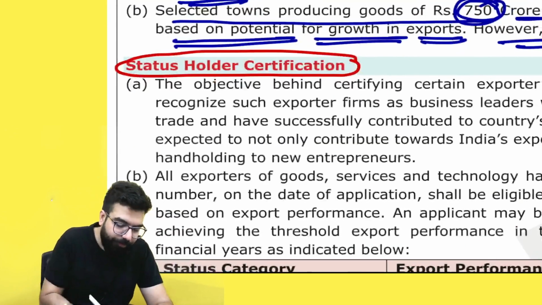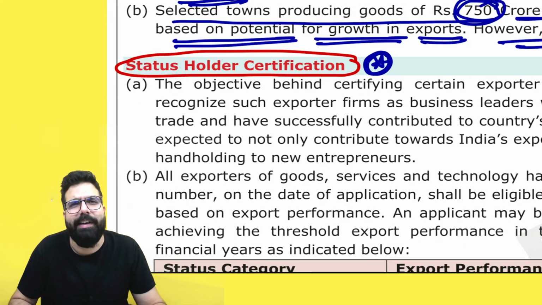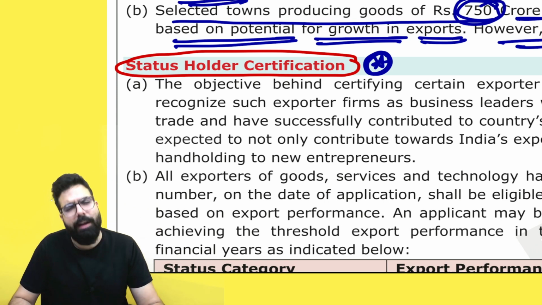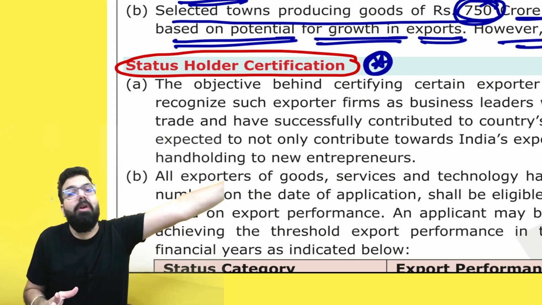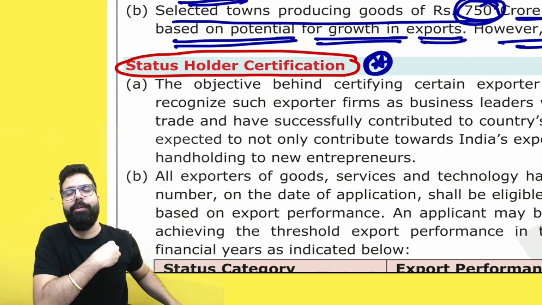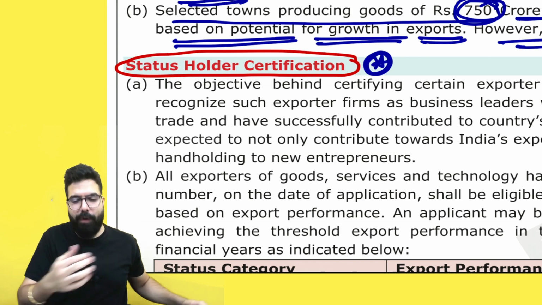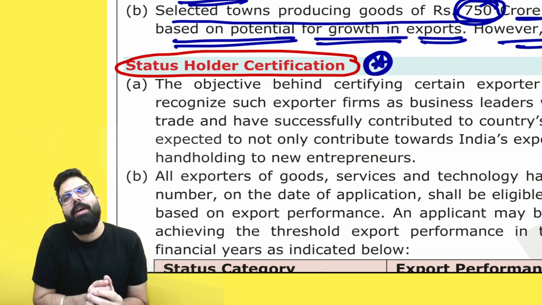The next recognition is the status holder recognition. Sir, what is a status holder recognition? Status holder recognition is basically this: if some people are exporting a lot and earning a lot of foreign currency, the government is telling we will give them stars, that they are status holders. So now if I have more stars, it means I am a bigger status holder. The status holders are given a lot of benefits.